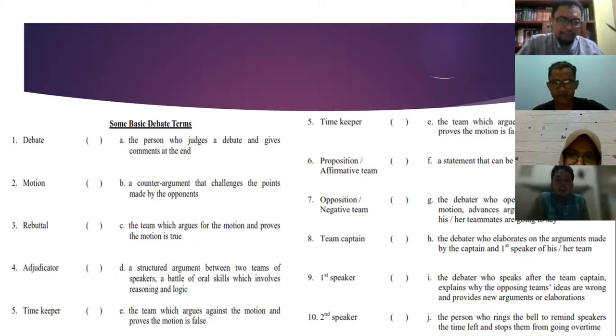Number 6, proposition or affirmative team. The team which argues for the motion or proves the motion is true. Okay, the team which argues for the motion, the group who agree with the motion. So this is C, right? Yes, number 6 is C.